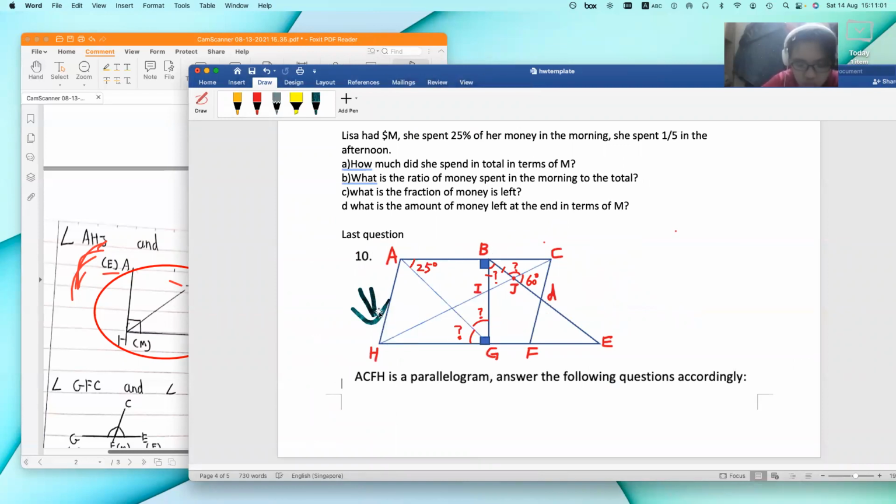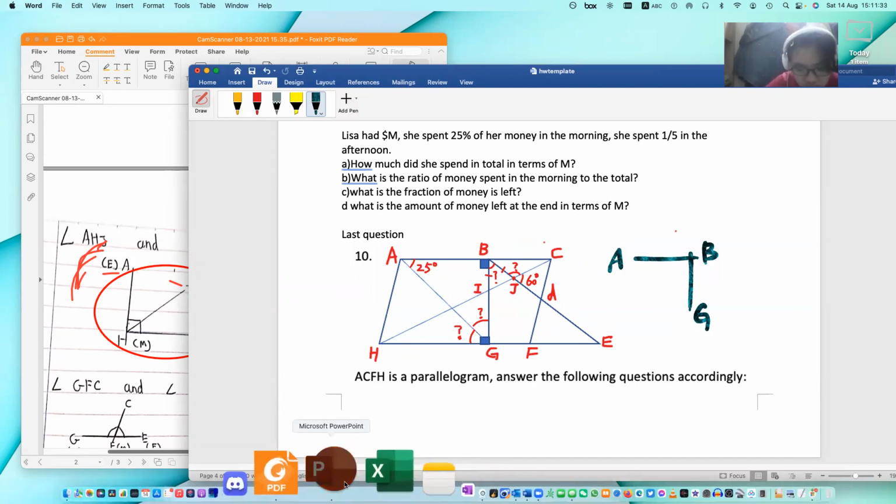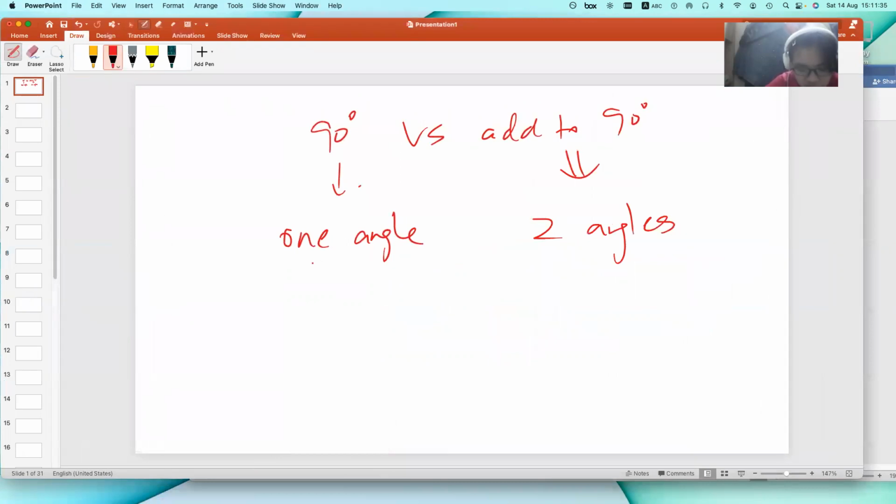I'm going to challenge you then. Let's say you say ABG. So ABG, they add to 90? No. Why not? It's 90 degrees, but they don't add to 90. Correct. So that's why at the beginning of the lesson, do you still remember? I want you to differentiate.